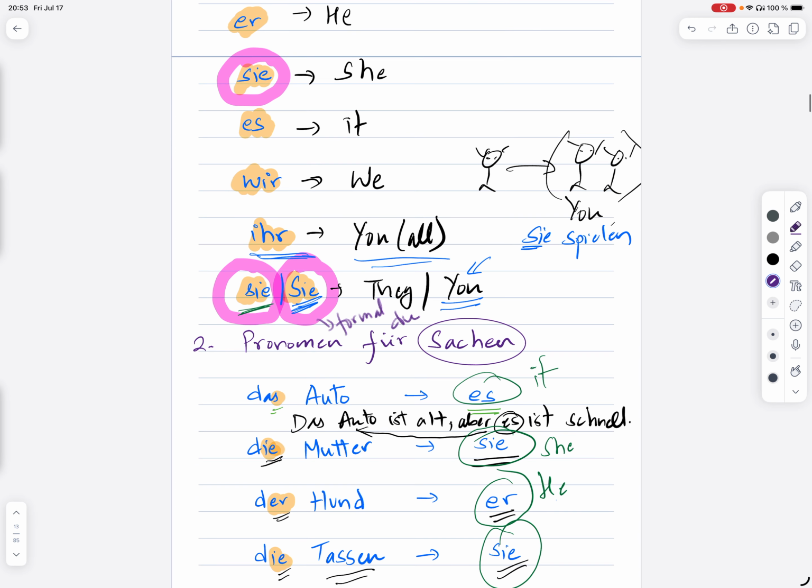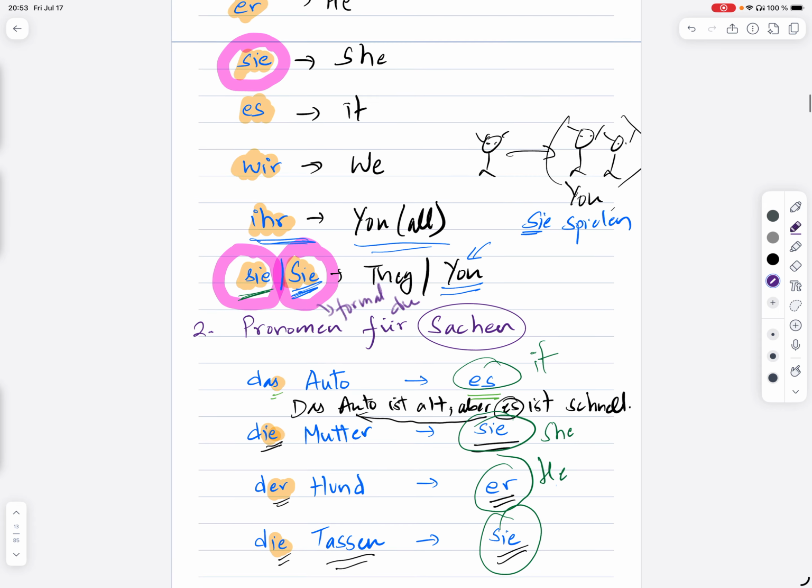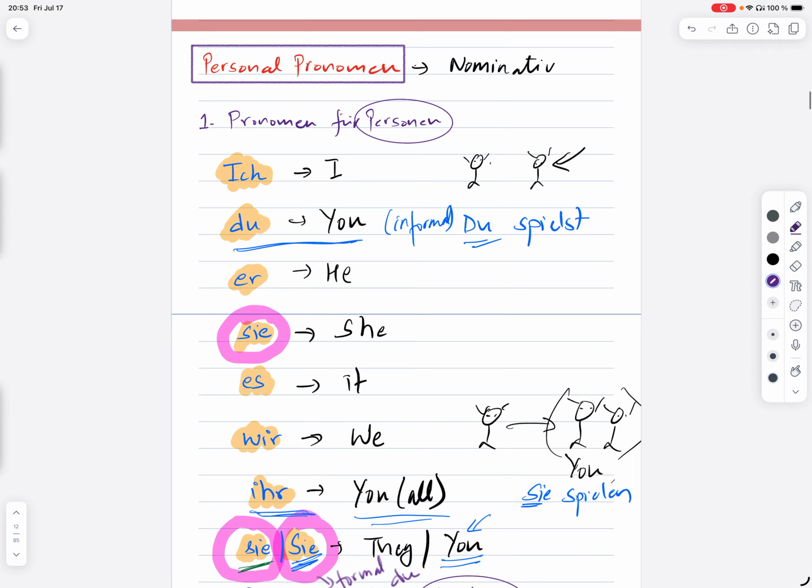And now we have things, which is not the same as in English. Here the personal pronoun is associated with the gender of the noun. So for example, das Auto, it will have es, die Mutter, sie, she, der Hund, er, und die Tassen, sie. So that's how we define the personal pronoun in the nominative case, when we have the subject plus verb, and for that subject we want to define the personal pronoun in the nominative case.